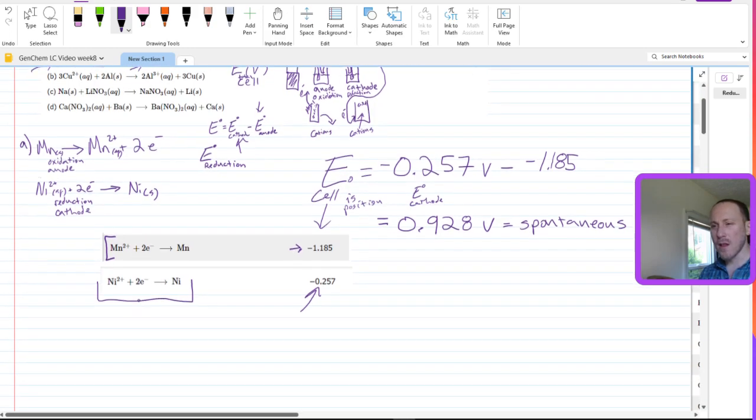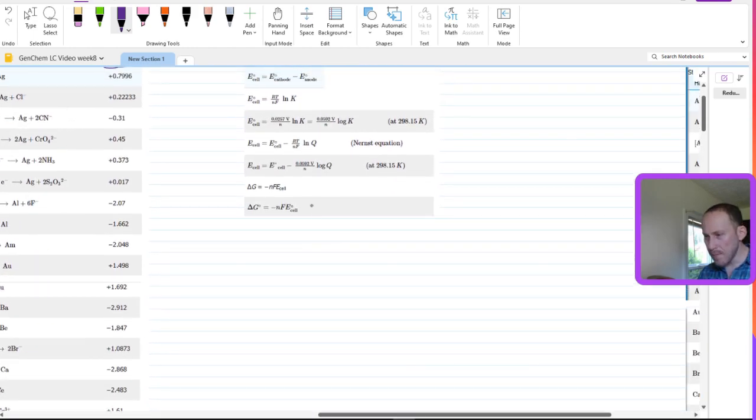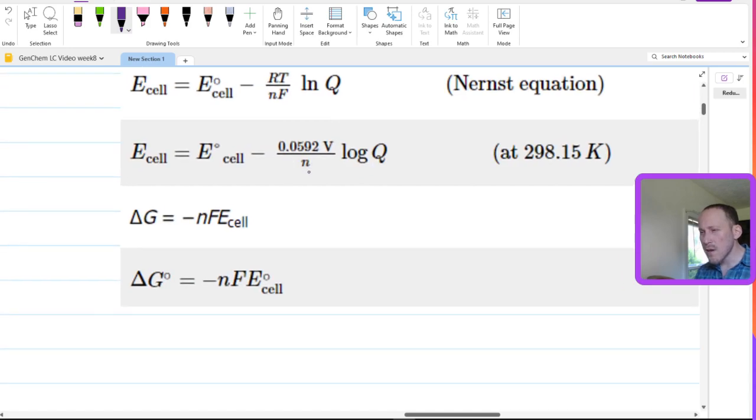Okay, let's look at B. So it looks like, and this is something to keep in mind, the stoichiometry does matter if you are doing the Nernst equation, because the stoichiometry, this n, is going to equal the number of electrons.